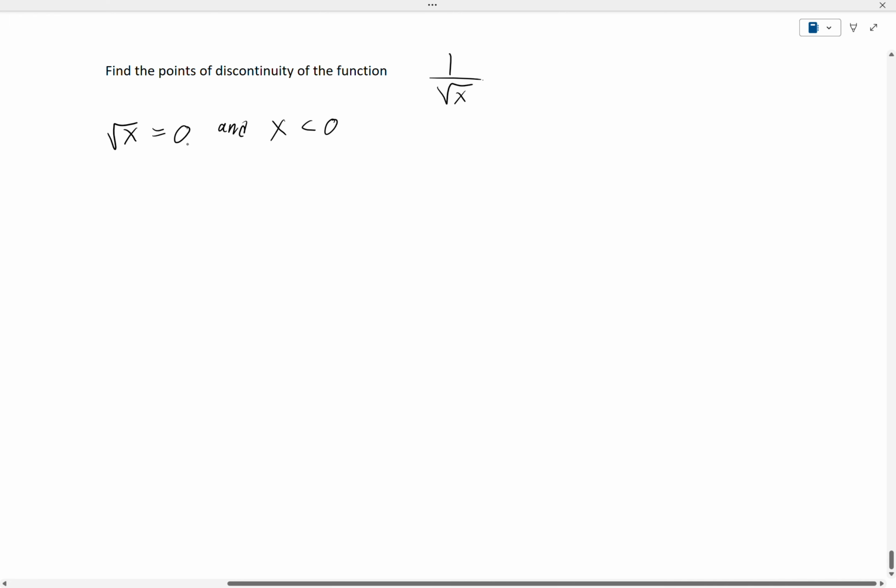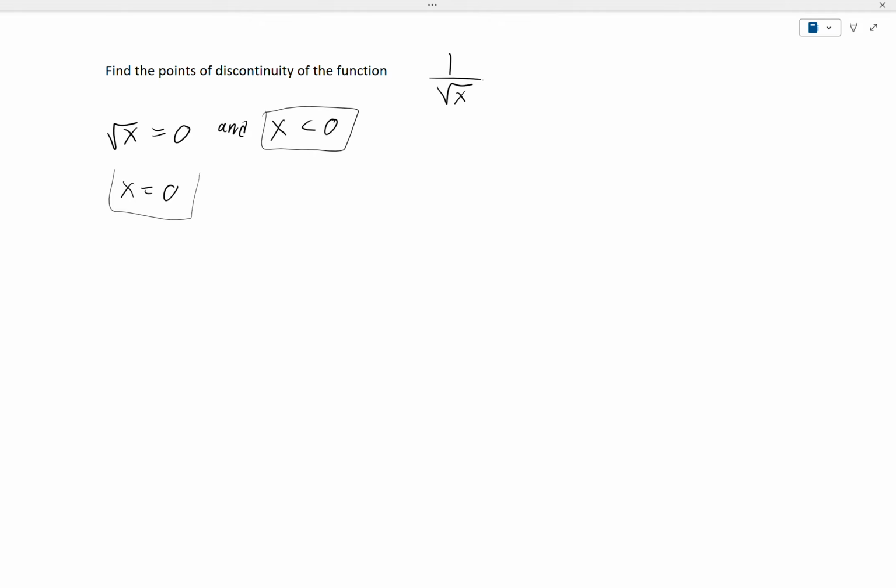So root of x is equal to 0, and x is less than 0. Well, already this one is simplified as much as it can be. Root of x is equal to 0. Okay, I'll square each side. x is equal to 0. So if x is equal to 0, or if it's less than 0, I'm not going to have a value for the function. In other words, it will be a discontinuity on the function.